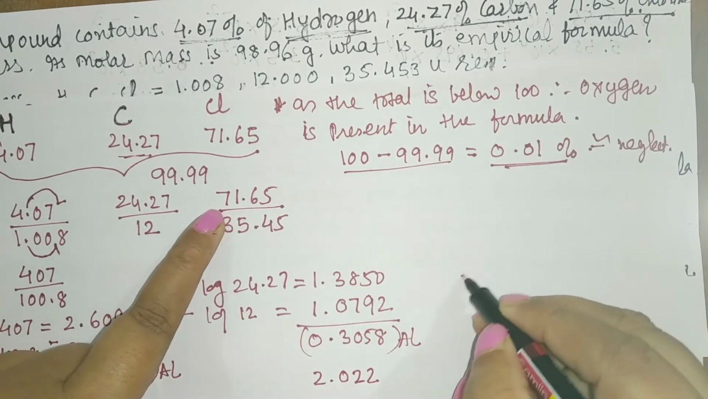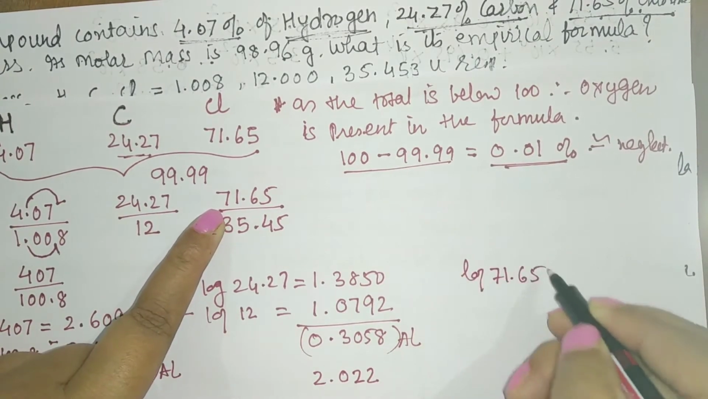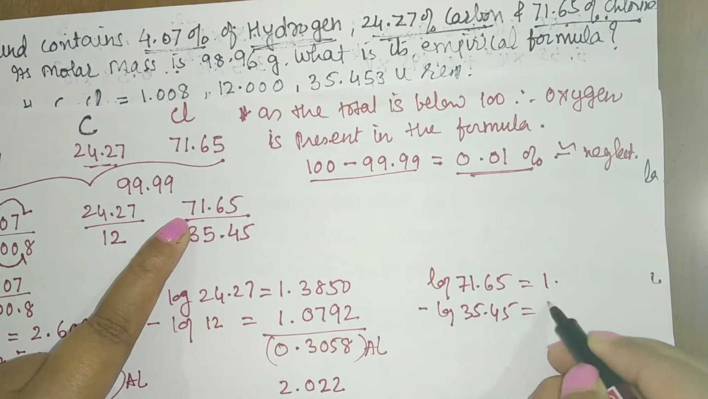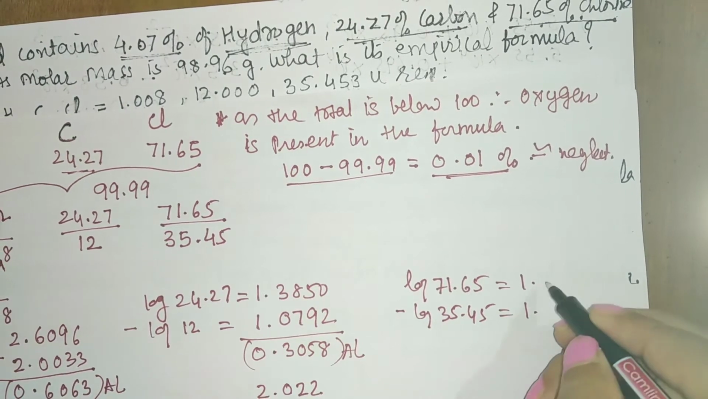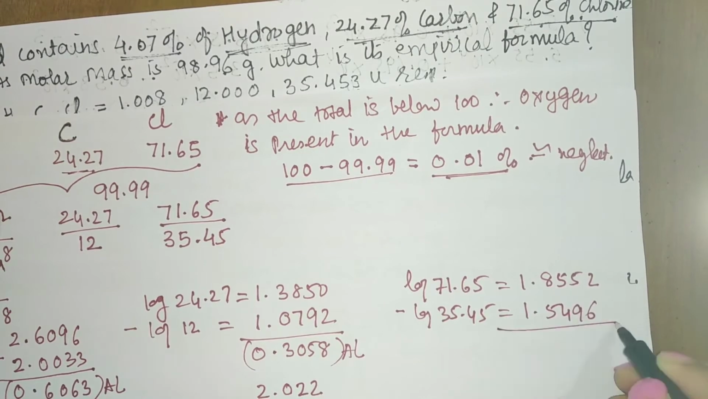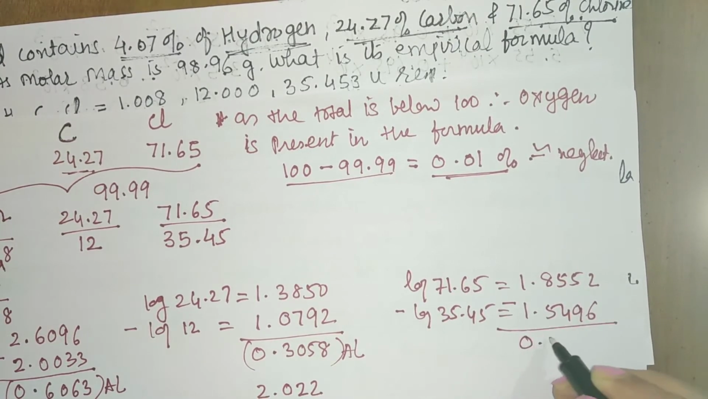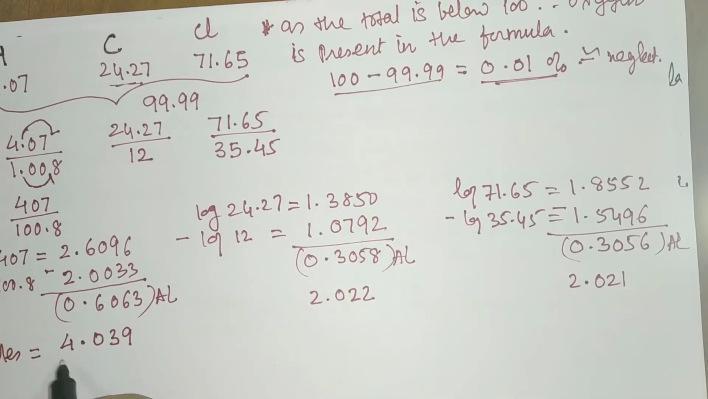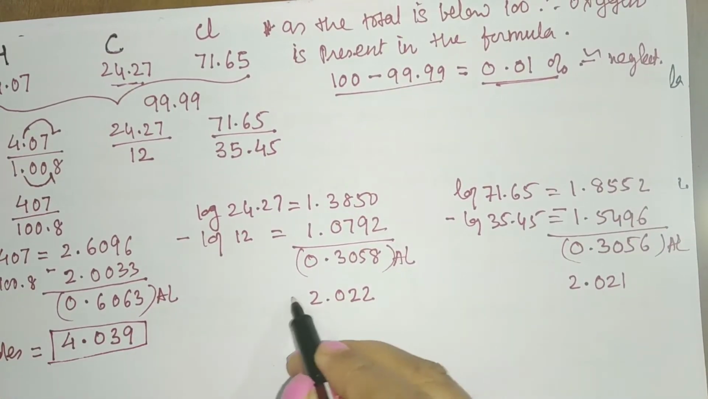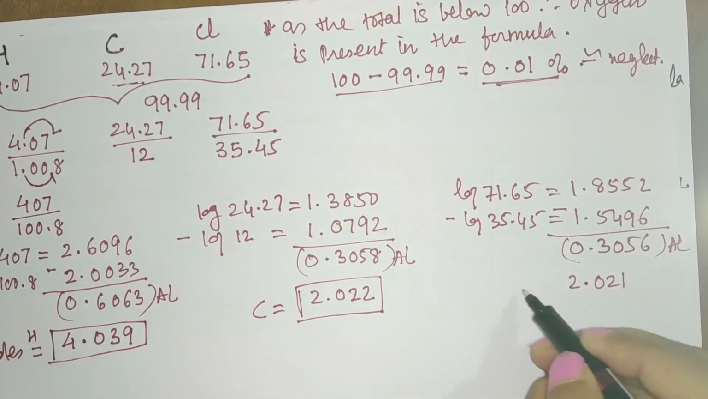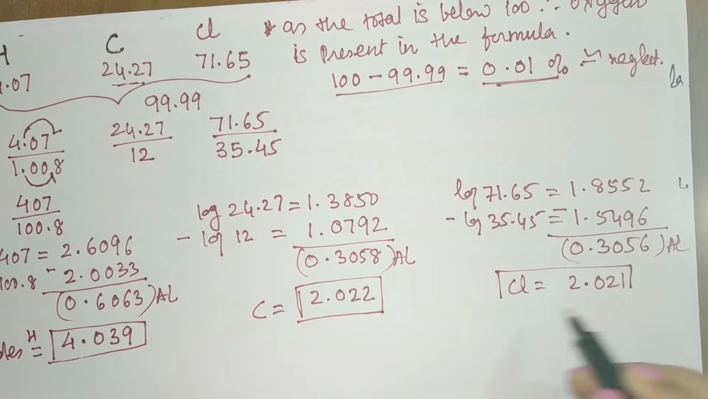Let us move on to chlorine now. So chlorine will be log of 71.65 minus log of 35.45. This will be 1 point, how much will be this, student? It will be 8552 and this is 5496. Now when I subtract this, this will come to 0.3056 and antilog for this will be 2.021. So I got the number of moles. This is for hydrogen. This is for the second element, that is carbon, number of moles. And chlorine I got 2.021.